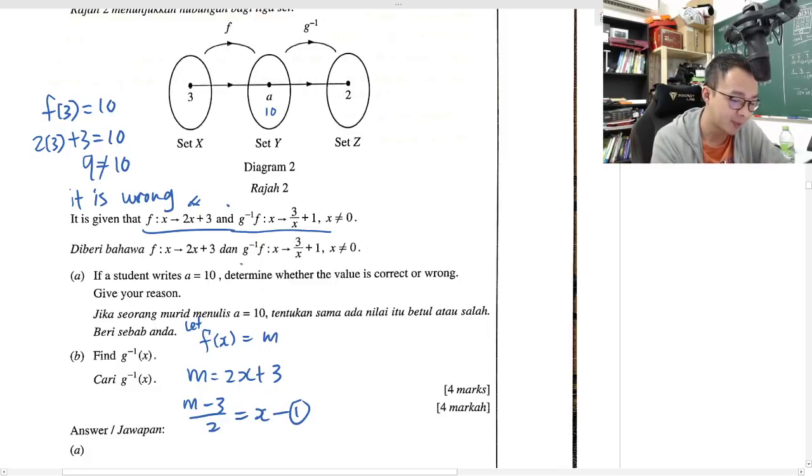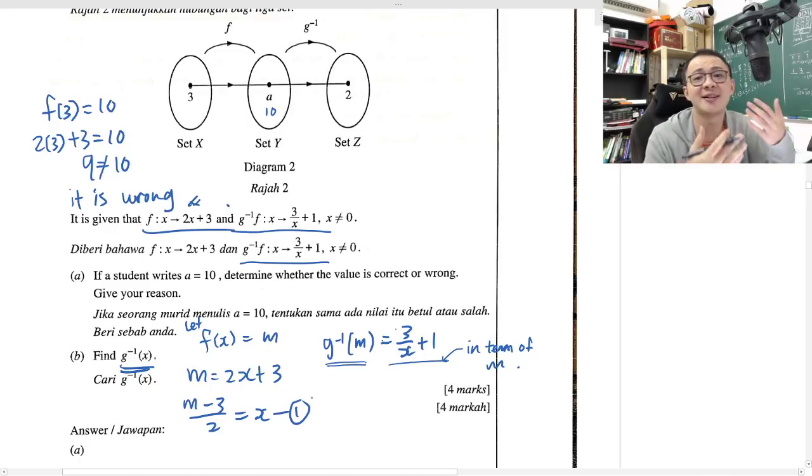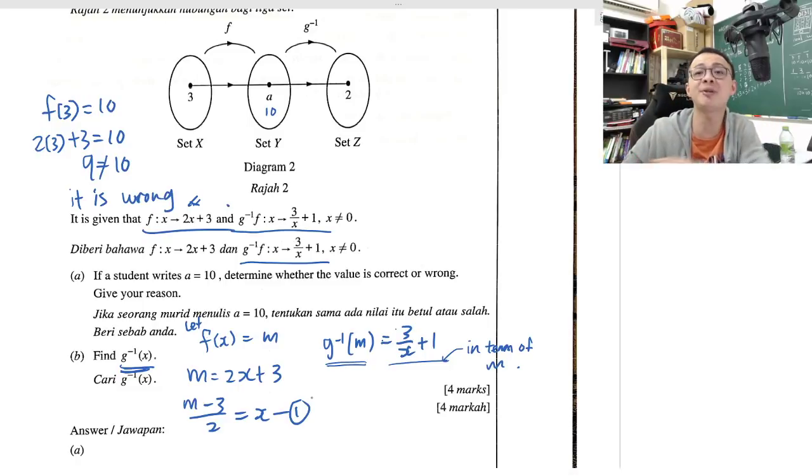Alright, then from the second equation here, G inverse f(x) is m, right? So it equals 3 over x plus 1, because I want to find G inverse x. So that means if this is G inverse m, the other side here must be in terms of m also. So therefore, I have x as a subject for me to substitute into the second equation to make the G inverse m in terms of something m. Then I can change G inverse m into G inverse x in terms of something x. So this is how I will do this kind of question.